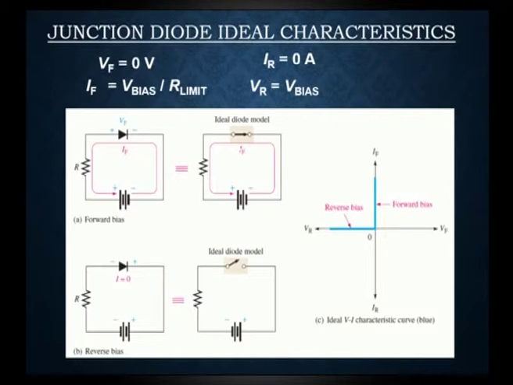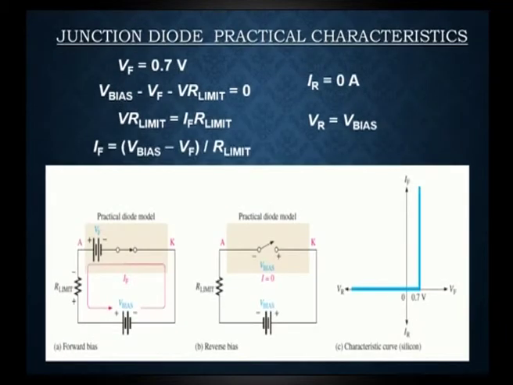Here the circuit is closed. So, the IF current flows inside the circuit, and this is the ideal VI characteristic. For 0 volt also in the forward bias we find the forward current. Similarly, the practical characteristics of the diode are not the same as the ideal characteristics.